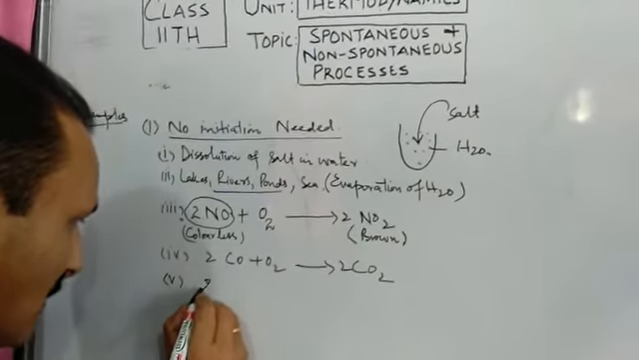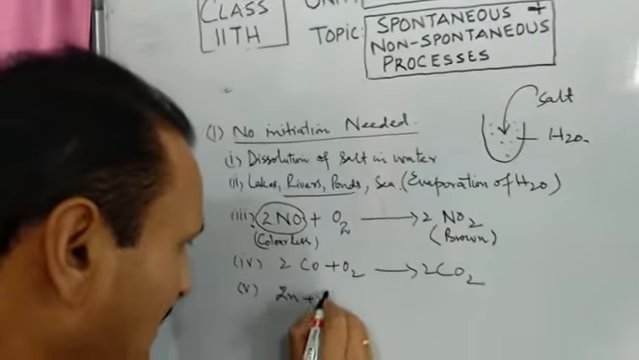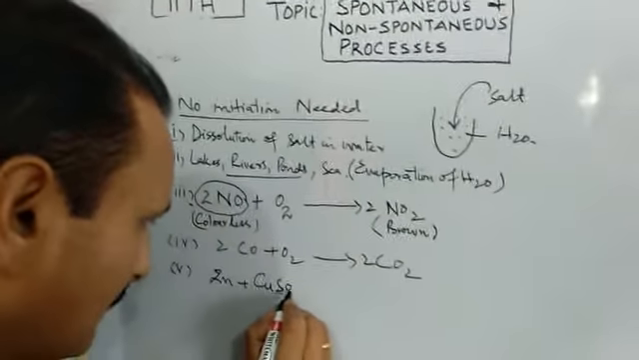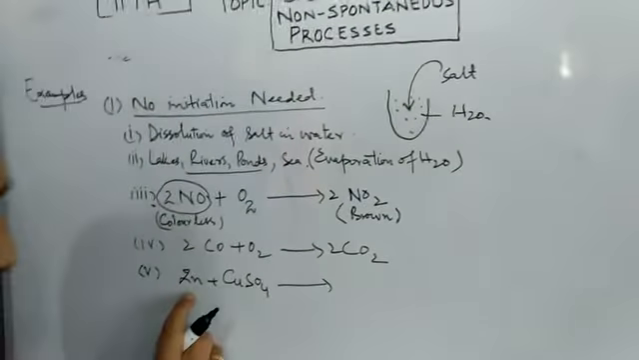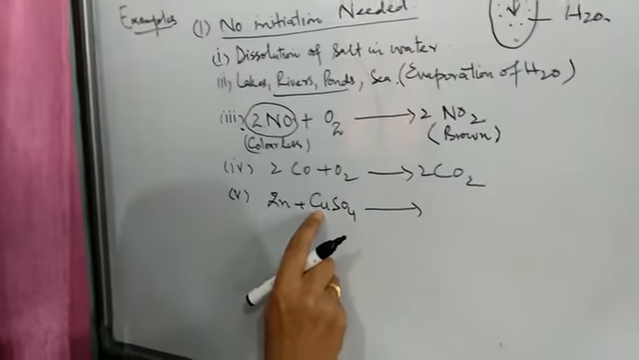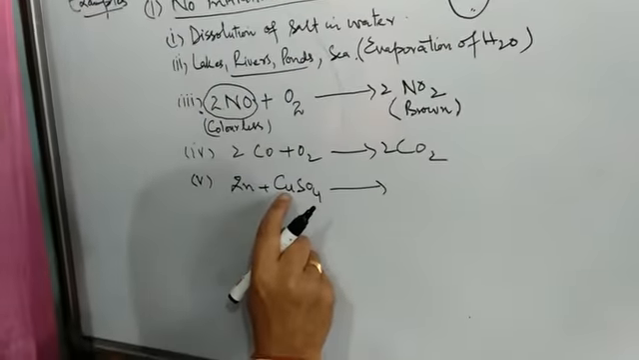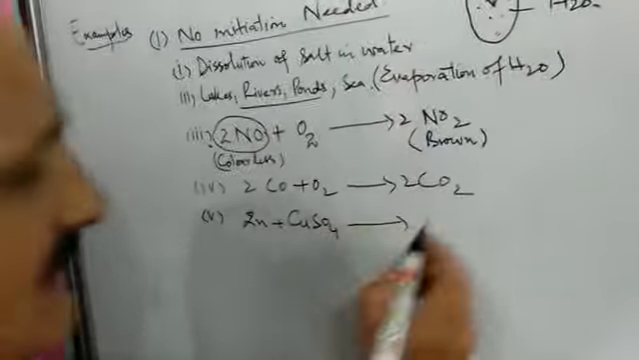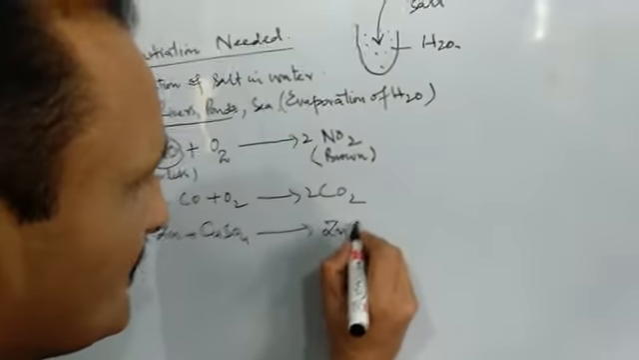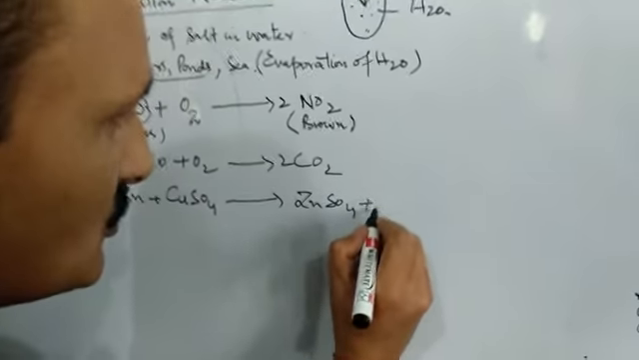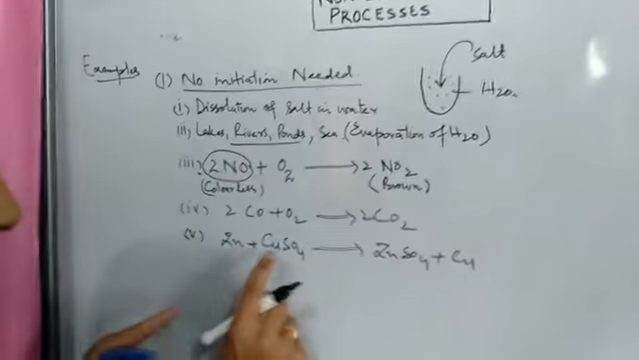a zinc rod. This is a zinc rod. When we dip it in a copper sulfate solution, your zinc dissolves in copper sulfate. That is, zinc replaces copper. So when copper gets replaced by zinc, we get zinc sulfate plus copper. So here zinc has dissolved in copper sulfate without any initiation.